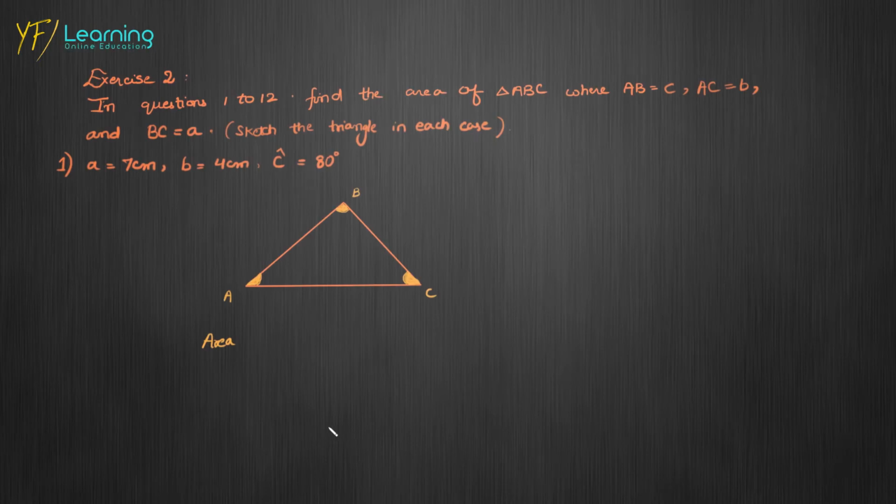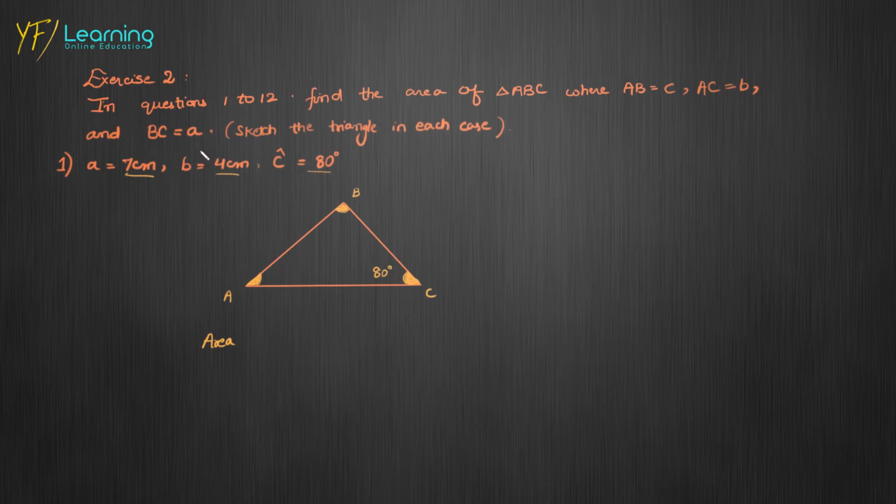Exercise 2. In questions 1 to 12, find the area of triangle ABC, where AB is equal to small c, AC is equal to small b, and BC is equal to small a. Sketch the triangle in each case. Question number 1. a is equal to 7 cm, b is equal to 4 cm, and angle C is given and it is 80 degrees.